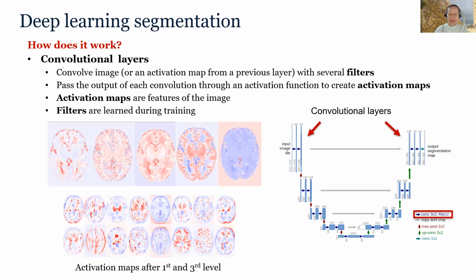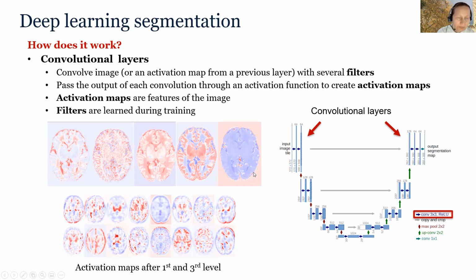Now, let's talk about the basic element of the convolutional neural network, which is the convolutional layer. There can be many different architectures that all depend on convolutional layers. But the principle of the convolutional layer is that the input, which at the very beginning is our image, or later on can be an activation map that I will describe now, is convolved with several filters, and we get features from this convolution.